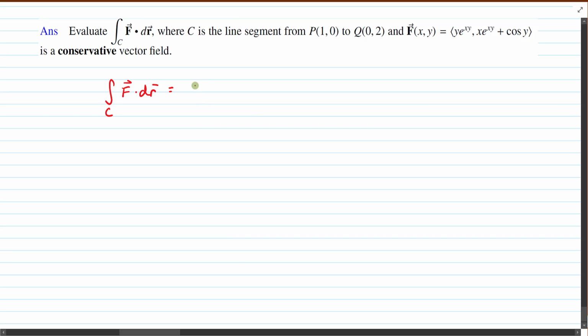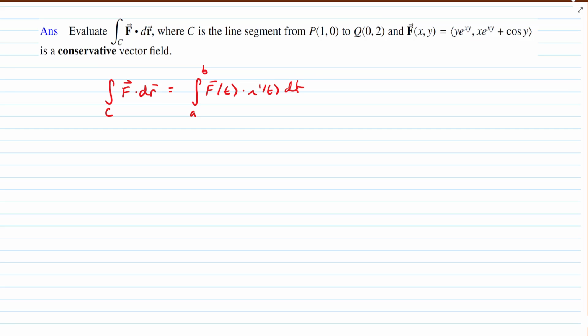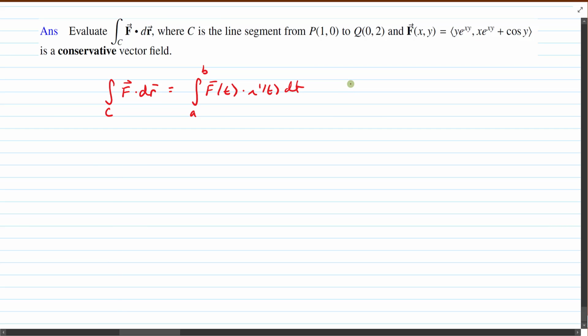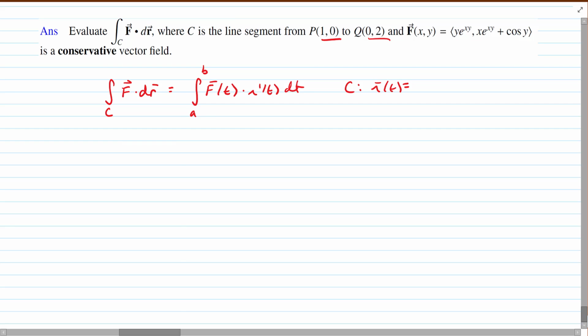It's not particularly helpful, and so what we usually do is we give some sort of parameterization of it. So this needs to be some f of r of t dotted with r prime of t dt, where r is a parameterization of our curve. So we need to write c in terms of some parameterization. And in this case, it's going to be a line. So we need to make sure that when we plug in 0, we get out the point 1, 0. And we plug in time equals 1. We want to get out 0, 2. And we want to do that in a linear fashion.